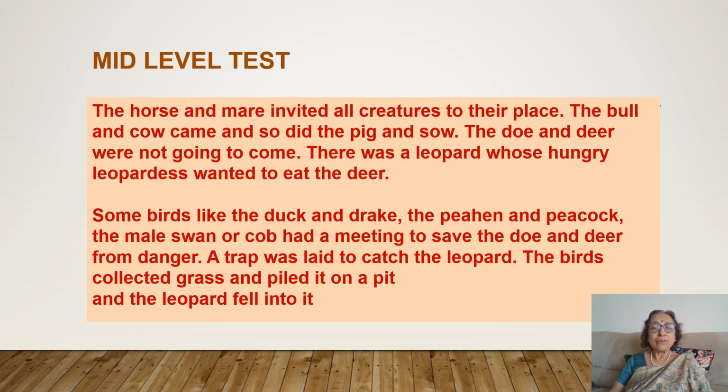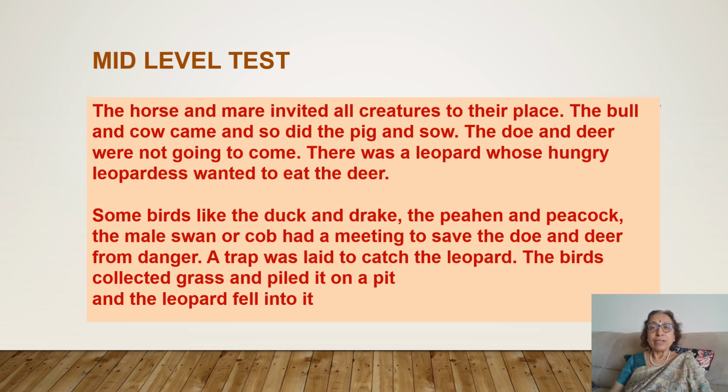The horse and mare invited all creatures to their feasts. The bull and cow came, so did the pig and sow. The doe and deer were not going to come. There was a leopard whose hungry leopardess wanted to eat the deer. Some birds, like the duck and drake, the peahen and peacock, the male swan or cob, had a meeting to save the doe and deer from danger. A trap was laid to catch the leopard. The birds collected grass and piled it on a pit, and the leopard fell into it.